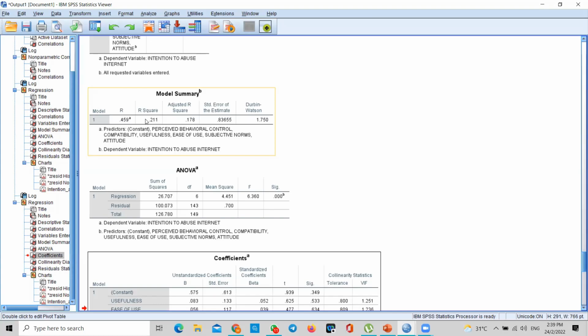Or the other way is to add one or two more variables, which is difficult because you have already collected data. You had a model, so it is better to distribute more questionnaires, collect data, key in, and run it again after increasing the sample size. Now, R-square here is 21.1%. What does it mean? It means that the 6 independent variables we have taken in the model, usefulness, ease of use, compatibility, attitude, subjective norm, and perceived behavioral control, can only explain 21% of internet abuse.